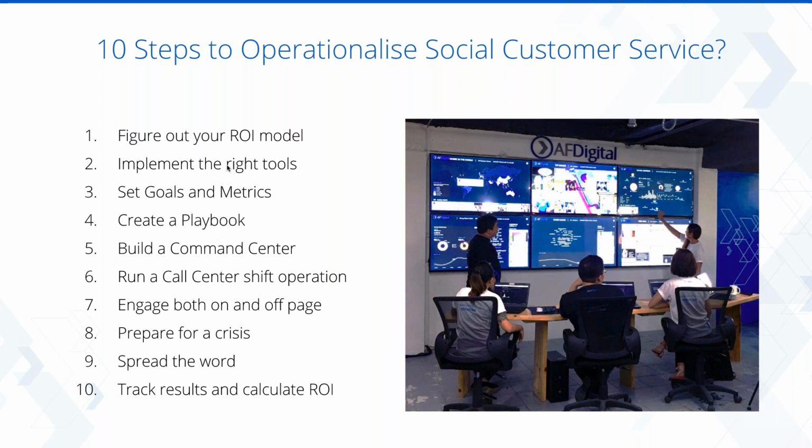6, run a call center shift operation. So no half-assing. If you operate a 24/7 voice customer service operation, you should do the same with social. Don't outsource it to an agency, like a creative agency that's going to run it creatively. You really need an operation with governance, SLAs, KPIs, all of those things.